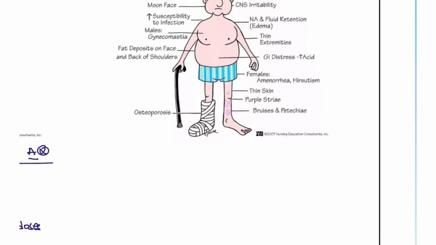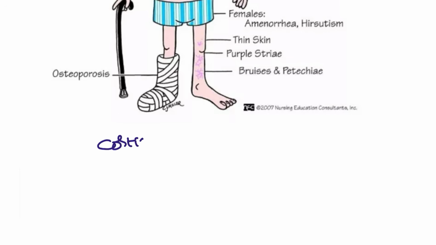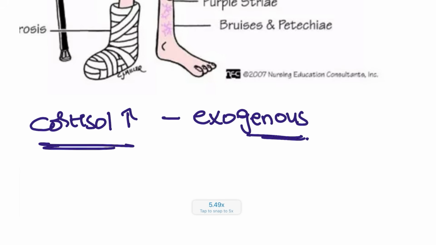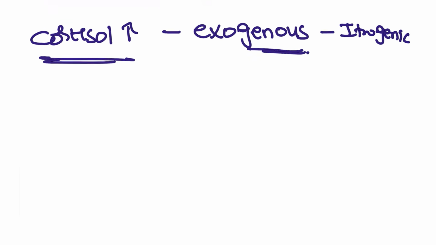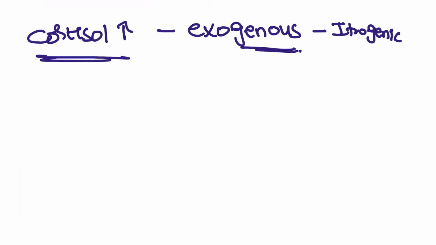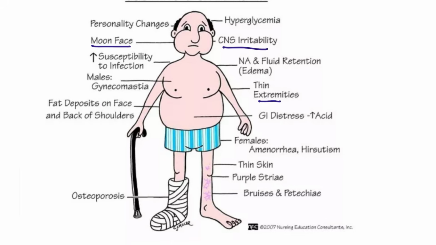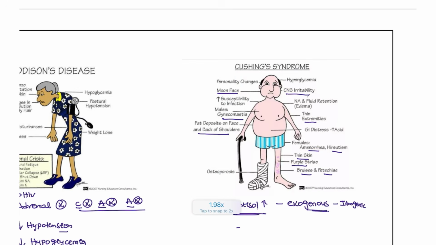Okay, next cortisol. Cortisol is opposite. The cortisol is highly present in this patient. Obviously, this is due to exogenous disorders. Thanks to our RMPs who produce this exogenous with the help of the iatrogenic causes. Okay, this is due to cortisol, and these patients will be having the increased features that you can see in this picture. Moon like faces like this one, CNS irritability, thin extremities, there will be bruising, and females will have amenorrhea, hirsutism, and fat will be deposited in the backside, and also gynecomastia, bruises, petechiae, thin skin. This is the presentation of the Cushing syndrome.